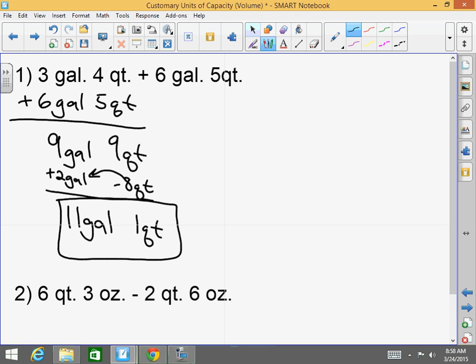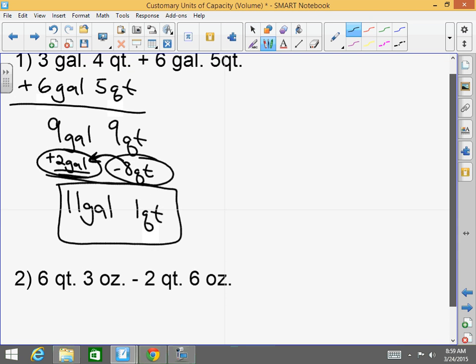Aren't there 4 quarts in 1 gallon, sir? 4 times 2 is 8, correct? So I took away 8 quarts, and 8 quarts equals 2 gallons. So I added 2 gallons. I took away 8 quarts, which is adding 2 gallons. 9 plus 2 is 11 gallons. 9 quarts minus 8 quarts is 1 quart left over. Thank you so much for your honesty, my brother. That is awesome. Thank you.